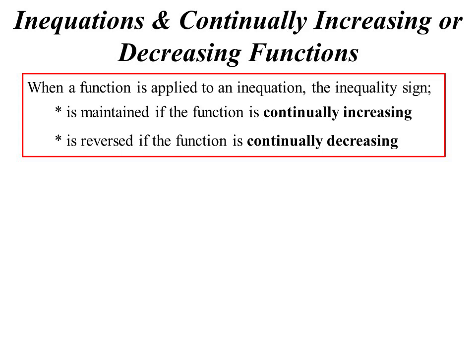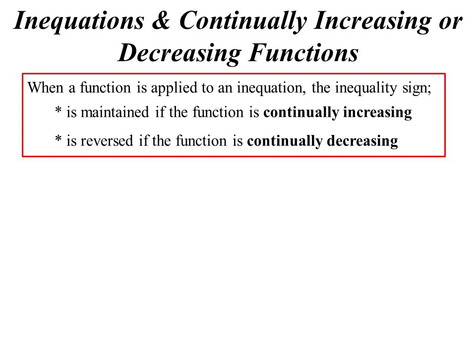Here's a way of explaining that. Here's a hyperbola. Remember when we did inequalities and inequations, I said if you take the reciprocal of both sides, you change the sign? Well, this is why. Because if I look at this function and I'm trying to do an inequality between, say, 1 and 3, the curve is continually decreasing. So that's why we change the sign. It's the function we're applying to the inequation.